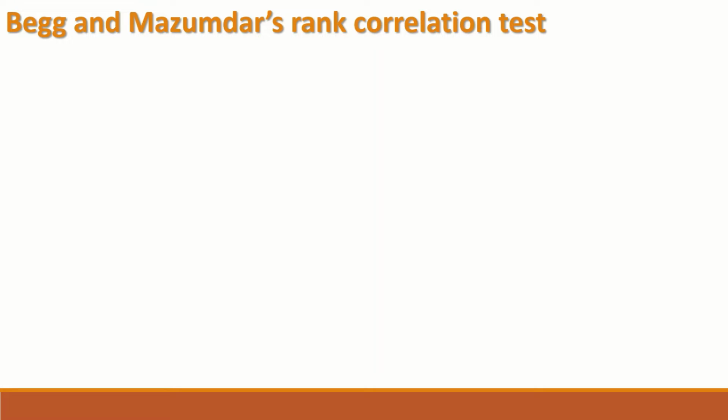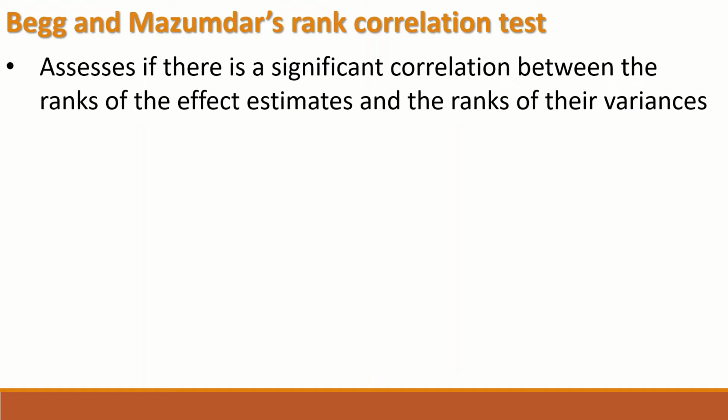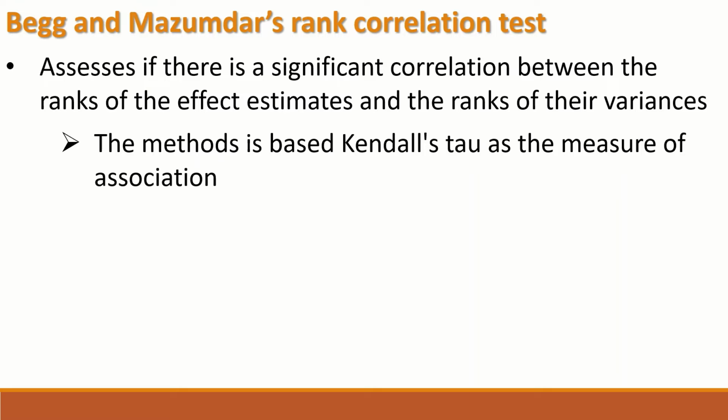Another method, other than linear regression tests such as Egger's regression, is based on the rank correlation test. It's called Begg and Mazumdar's rank correlation test. It assesses if there is a significant correlation between the ranks of the effect size and the ranks of their variances. This method is based on the Kendall tau correlation coefficient, and it measures the association between two variables.